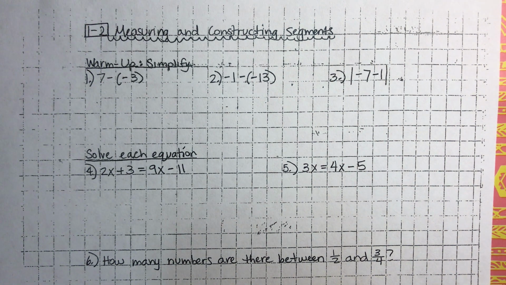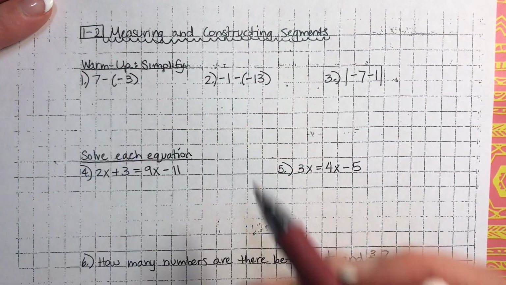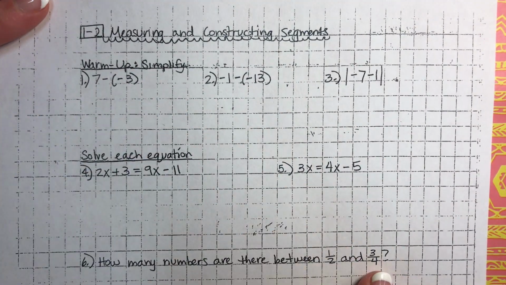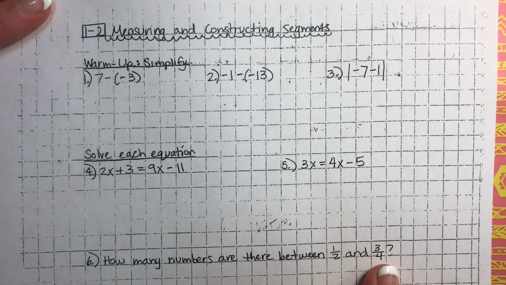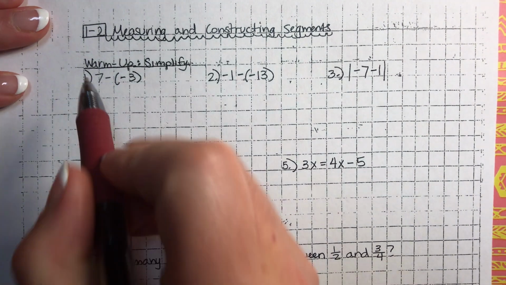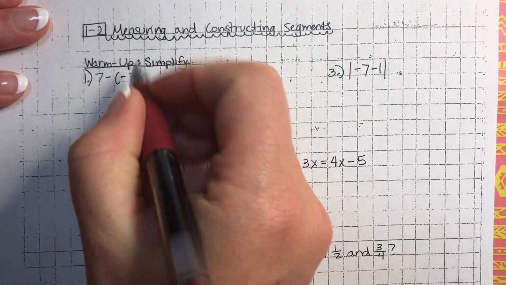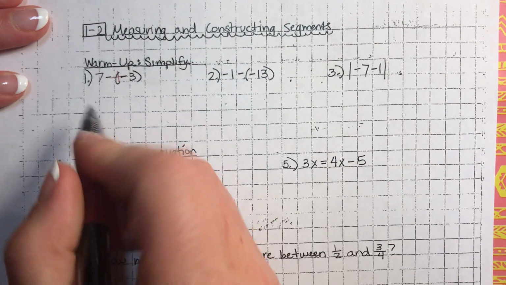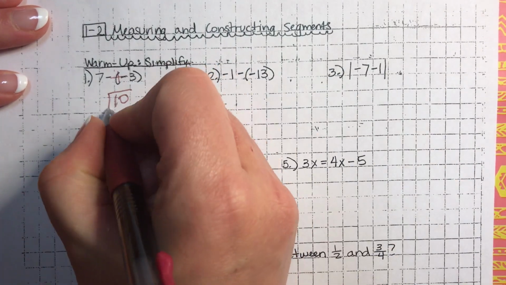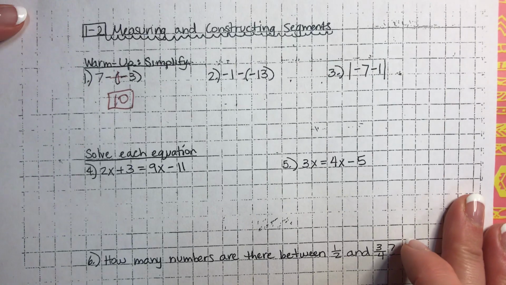All right, we're back. Let's go ahead and see how you did. So this first one, number 1, we have 7 minus a negative 3. These are just some of the skills you're going to need for today's lesson, so let's just go over them first. Whenever you have a negative and a negative right here, that ends up being a positive. So 7 plus 3 is equal to 10. If you got that one right, great job.